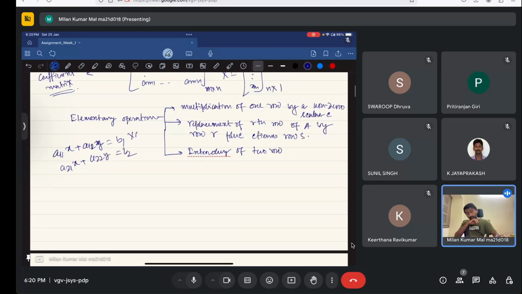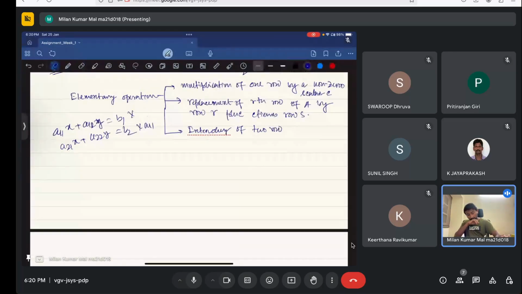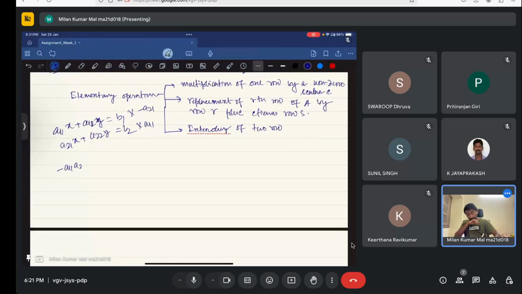What we in general do is multiply the first equation by a21 and the second by a11, and subtract, right? Or in other words, we can multiply by minus a21 and add. So after multiplication it will be a11 a21 x plus a12 a21 y is equal to b1 a21, and here it will be a21 a11 x plus a22 a11 y, which is equal to b2 a11.